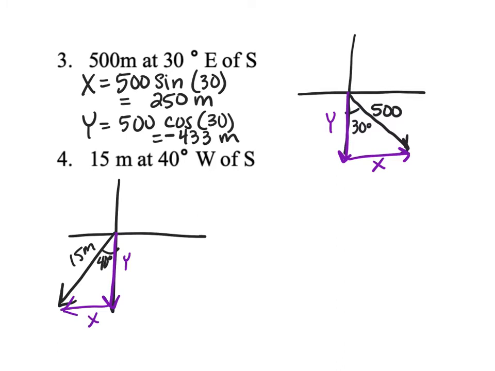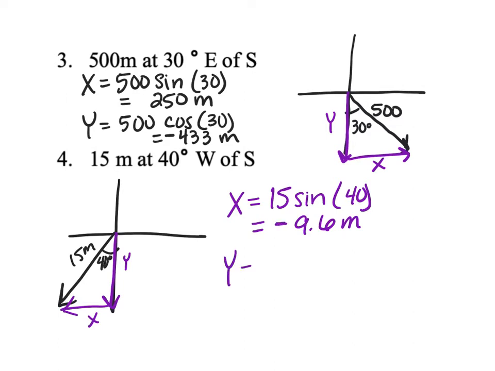So then for x, it is once again across from our angle, so we're going to use sine. It's going to be 15 sine 40, and that is going to equal 9.6 in the calculator, as in meters, but it is going to be a negative because the x vector is headed west. And then for y, it's going to be 15 cosine 40, and that is going to equal 11.5 meters, but we're also going to make that negative because it is headed south. All right. So again, we make the x and y negative if they're headed south or west.